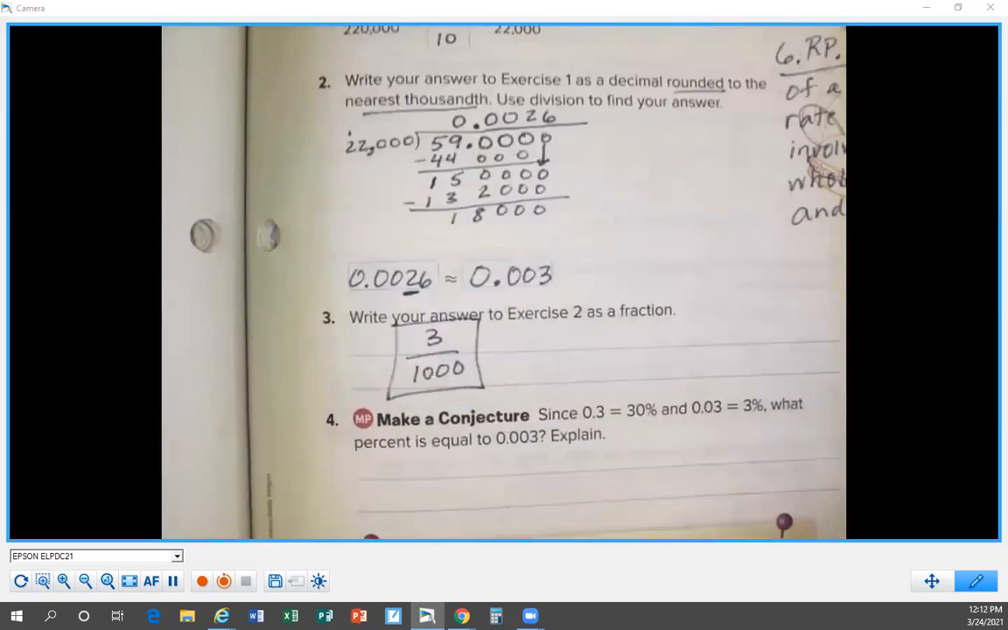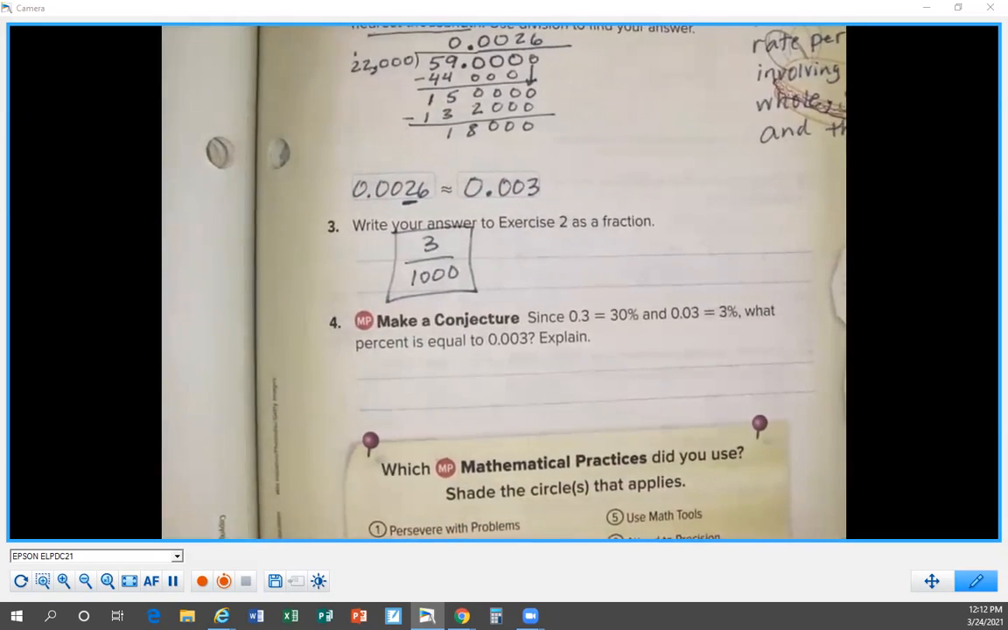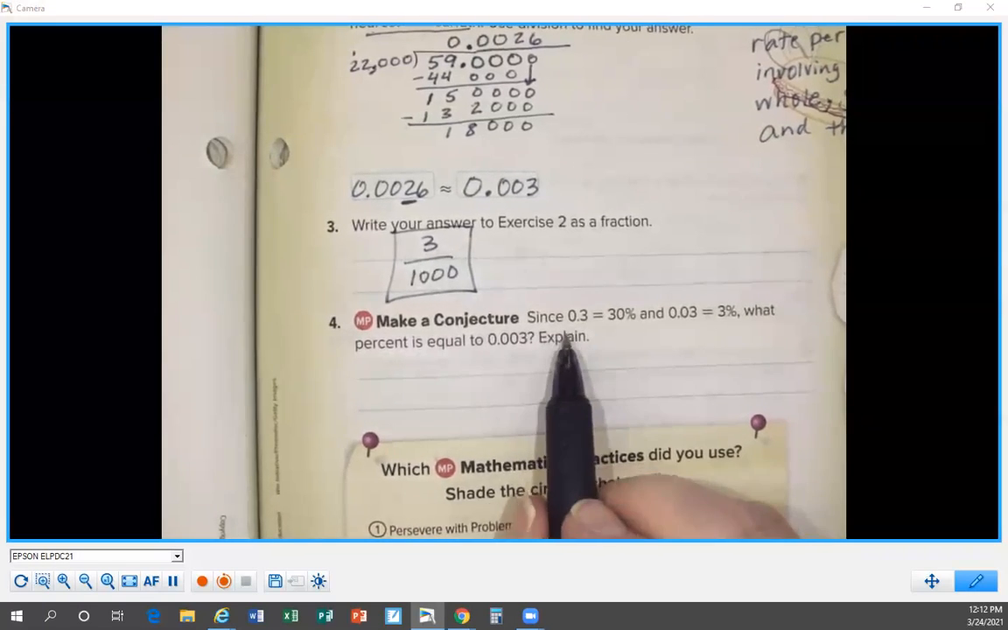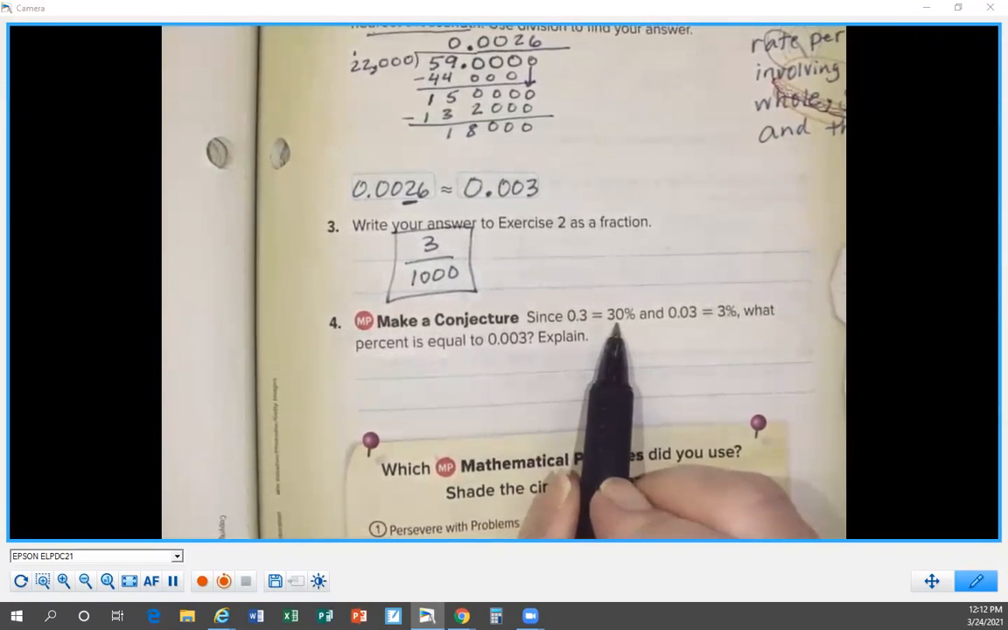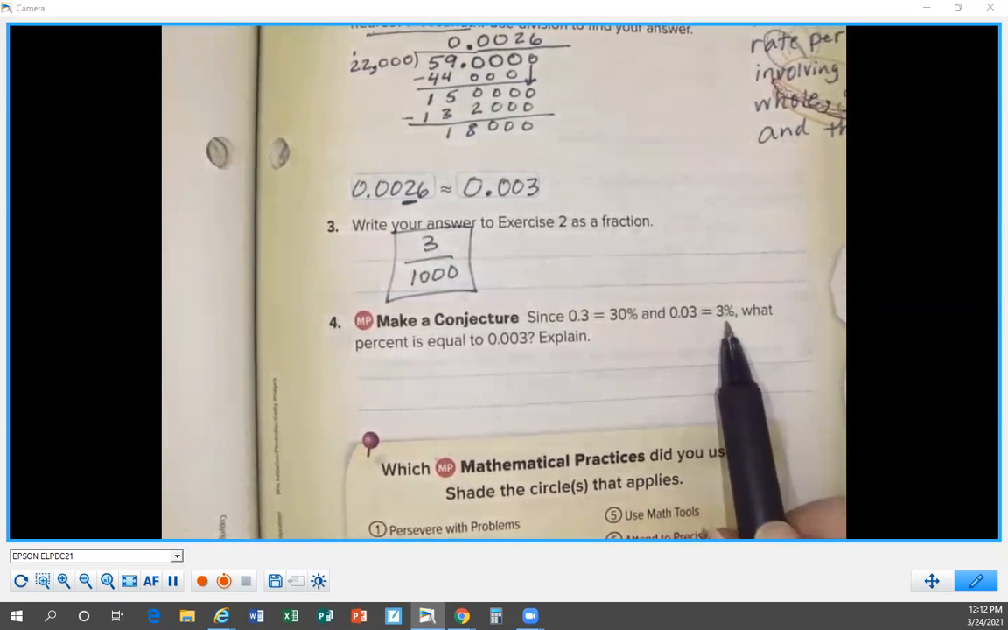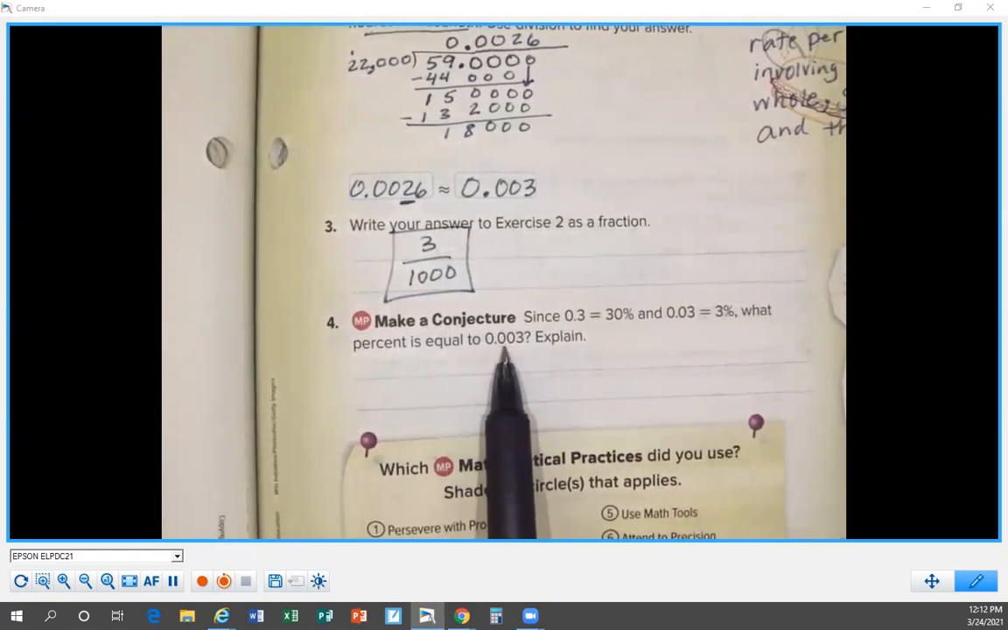Yep, so 3 over 1,000, correct. So then number 4, make a conjecture. Since 0.3 equals 30%, so 3 tenths is 30%, 3 hundredths would be 3%. What percent is equal to 3 thousandths? Okay, so this would be 0.3% following that same pattern.